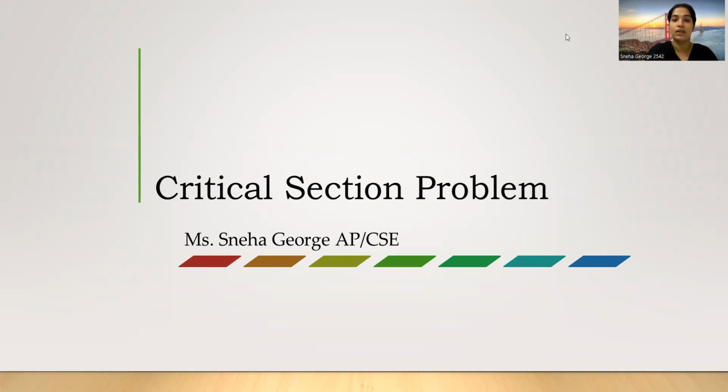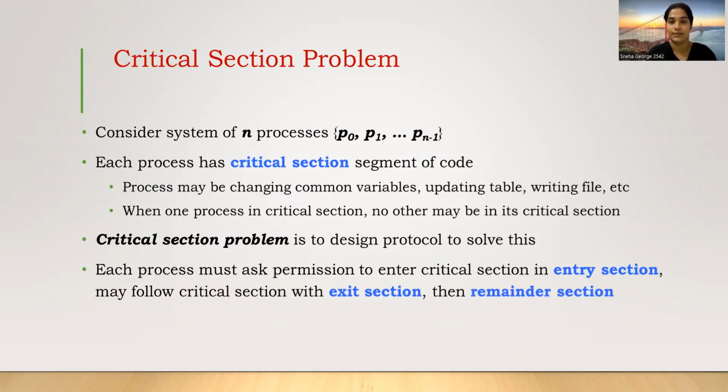So to begin with, what a critical section is. If one or more processes want to access the same code segment, that code segment is a critical section. Or we can say that it is a part of the program that wants to access shared memory. So this is what is called a critical section.